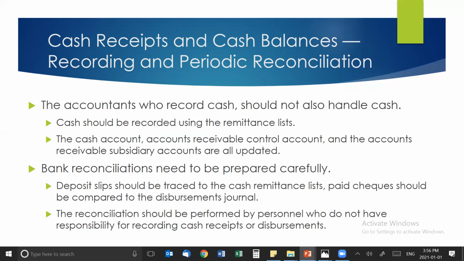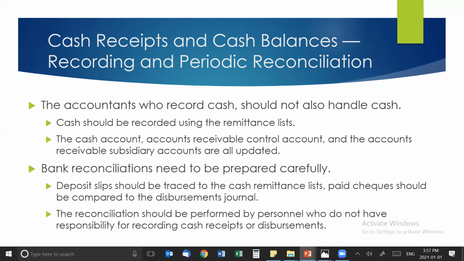And then looking at recording and periodic reconciliation of the cash balances, the accountants who are the ones that are recording the cash should not also be the ones that are handling the cash. Okay, so there should be separate people. A separate person should receive the cash, a separate person should record the cash, and then a separate person should deposit the cash. That way, one person can't just take all the cash and not record something, or record less than there should be. Cash should be recorded using remittance lists.